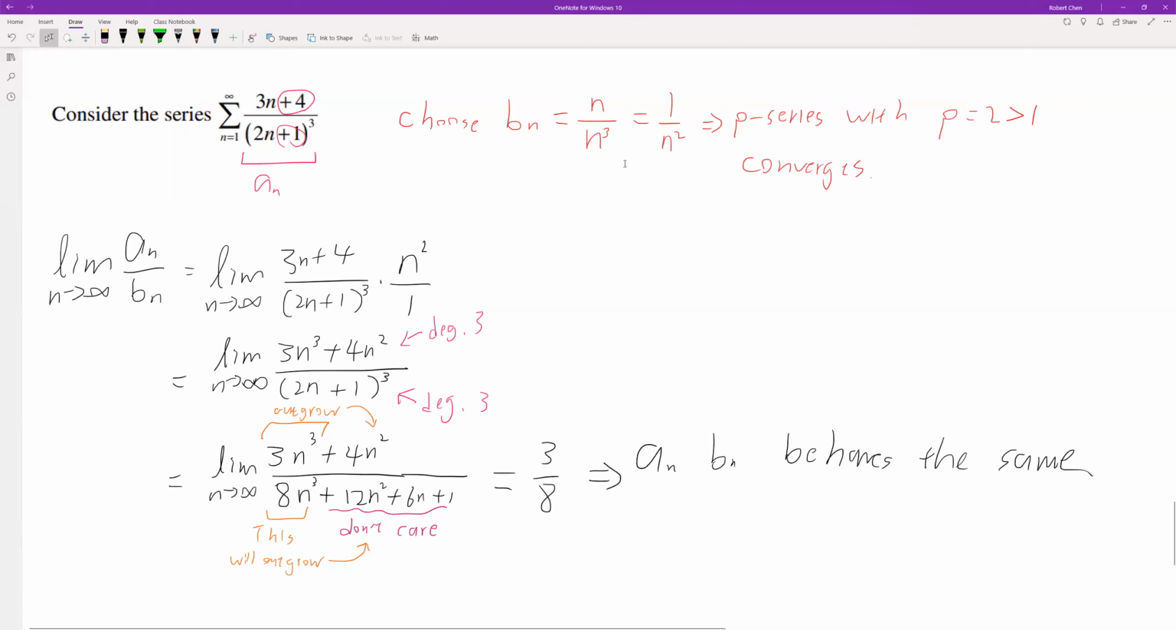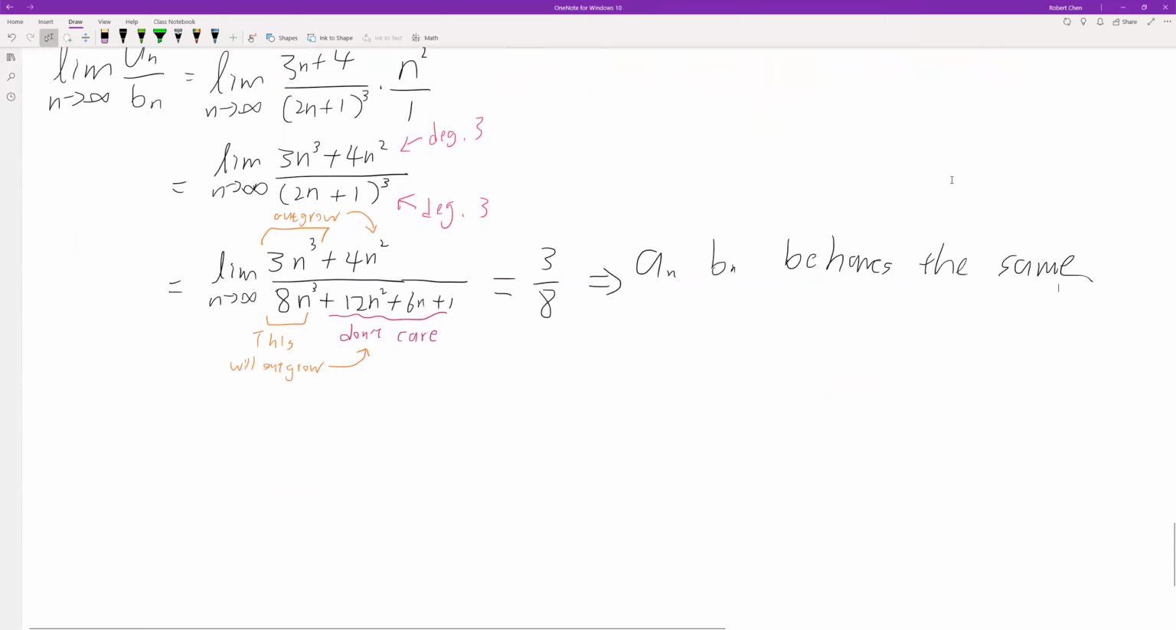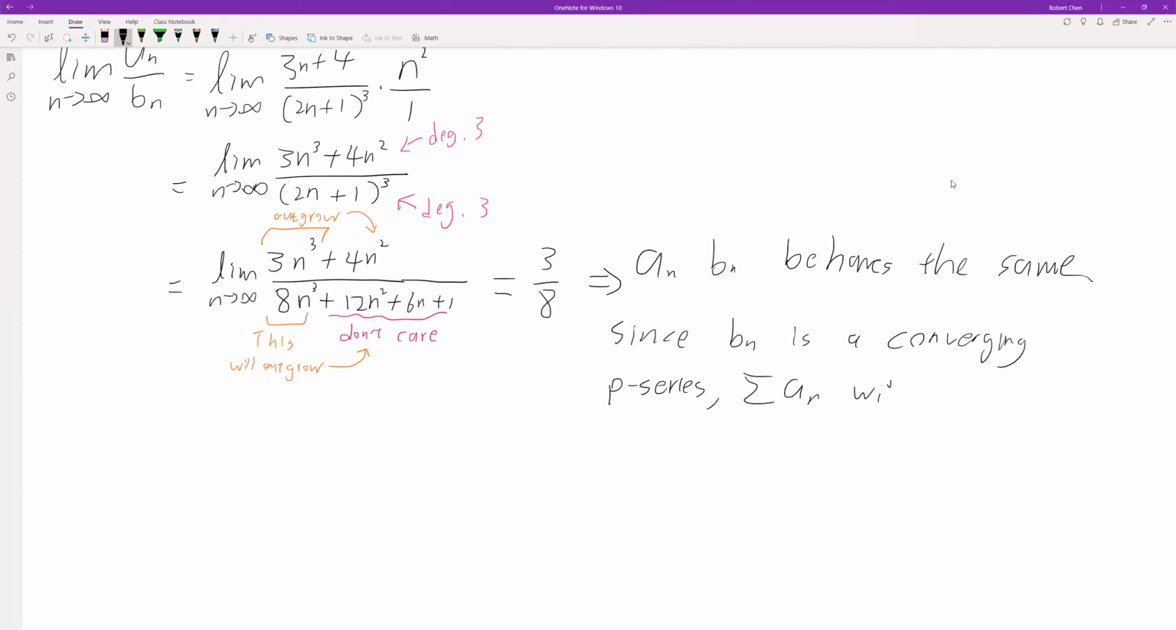All right. Now, since b_n is a converging p-series, let's write it out. Since b_n is a converging p-series, a_n will converge by the limit comparison test.